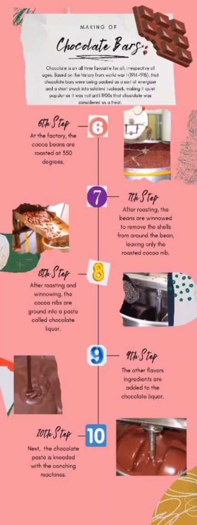So the next step is the grinding process. After roasting and winnowing, the cocoa nibs are ground into a paste called chocolate liquor. Grinding is the process by which cocoa nibs are ground into cocoa liquor, which is also known as sweetened chocolate or cocoa mass.